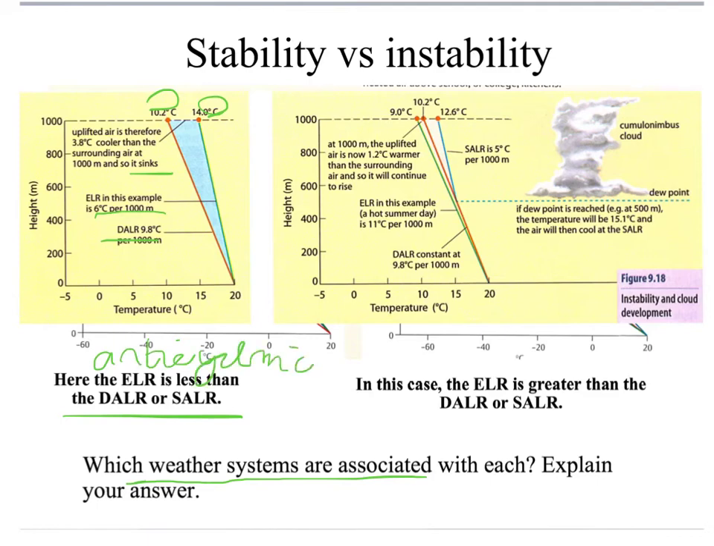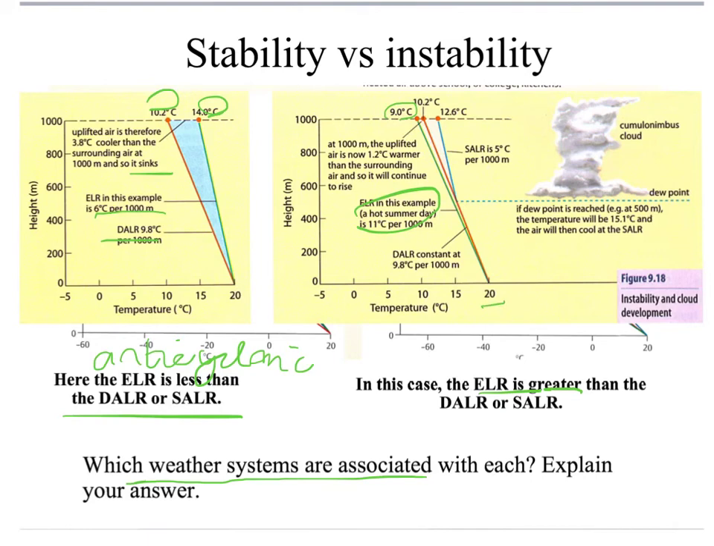Crikey, I can't write. Anticyclonic conditions, and therefore a high pressure system. Whereas in this case, you see the ELR is greater. So let's find the ELR again. In this example here, there's the ELR. So you can see it's 9 degrees. By the time it gets to 1,000 meters, it's cooled from 20 to 9 degrees.